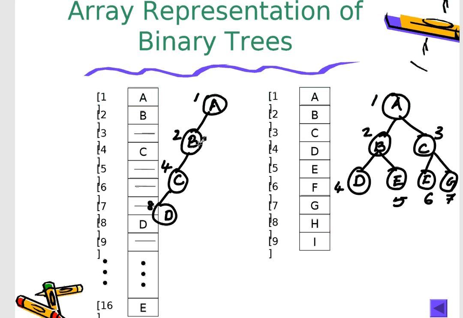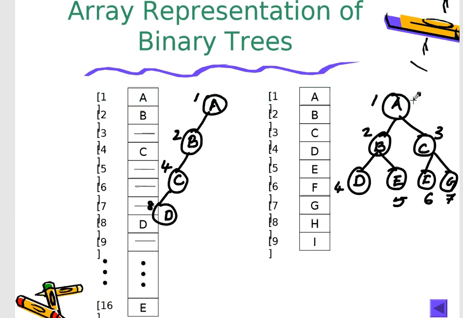Now B has only a left child. So I can store it only in position 2 into 2, so it is the 4th position where I can store C. And then what about its left child? 4 into 2. In that position I can store D. So in the 8th position you can see D here.